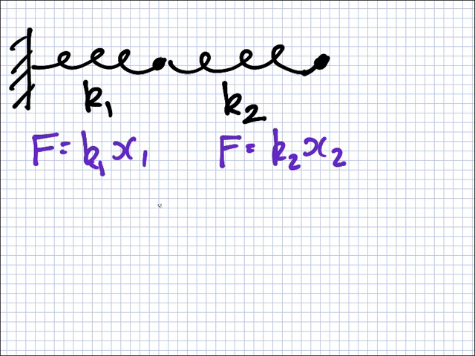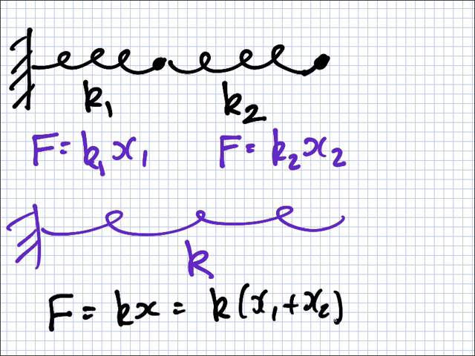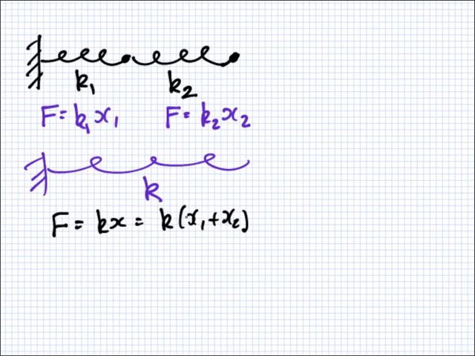x1. Okay, now let's imagine we look at the total picture, and I want to know what's the K here if I combine them. What's the formula for F? Kx. What's the x here? Are you all happy to see that the x here has to be x1 plus x2? Okay.